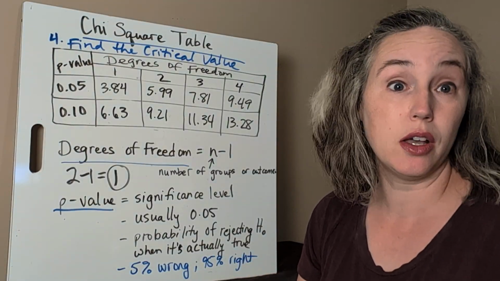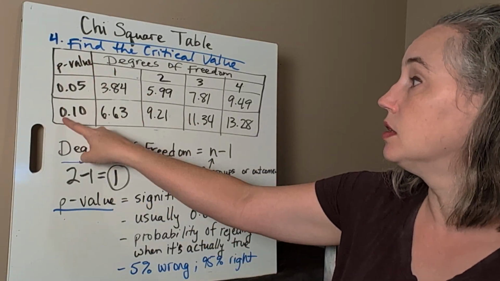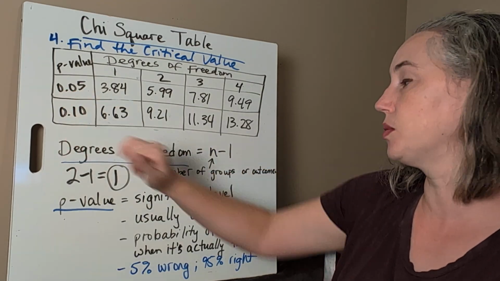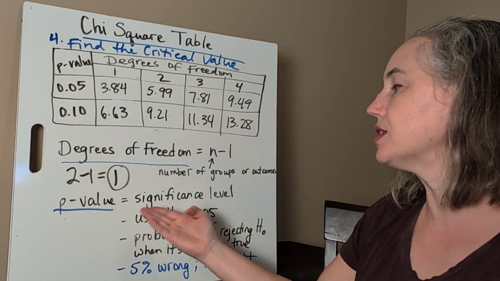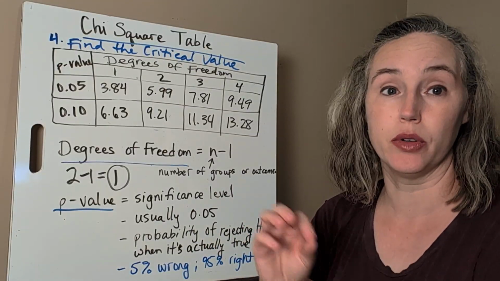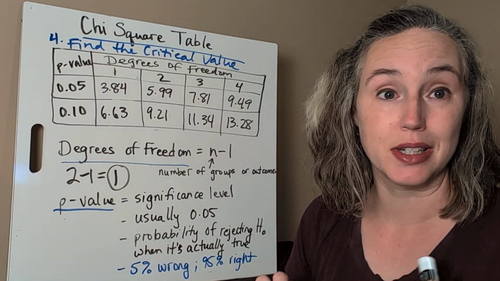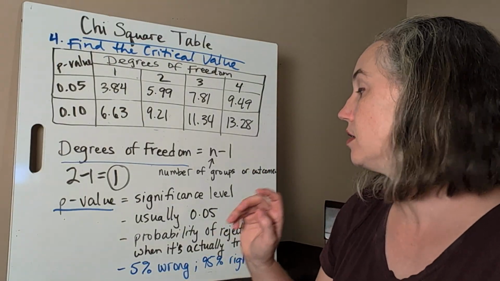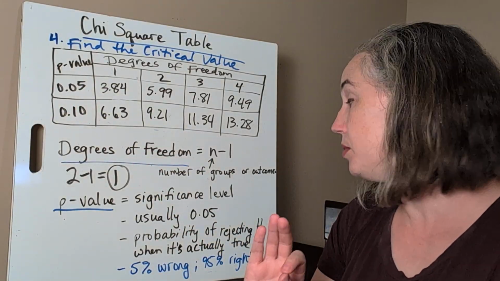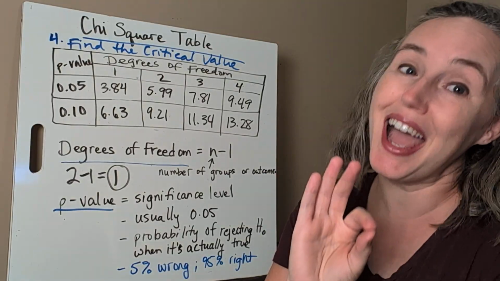Usually an FRQ would tell you what p-value to use, but the p-value, that's this. They give you 2 rows, one for 0.05 and one for 0.10. This is your significance level. Usually you're going to be asked to use 0.05. Now, I'm going to give you the fancy definition and then the simple definition. The fancy definition of the p-value is the probability of rejecting the null hypothesis when it's actually true.